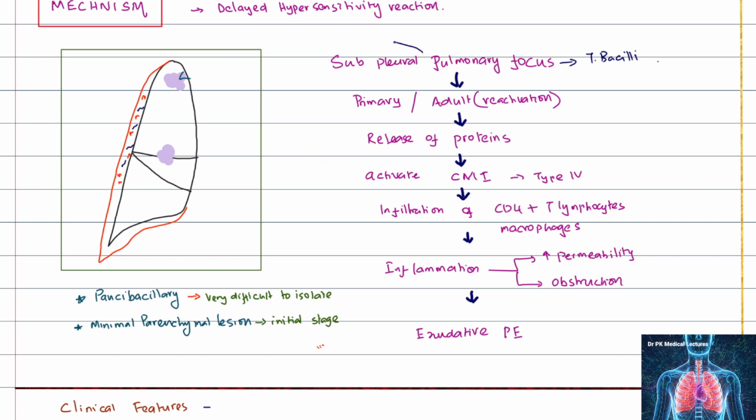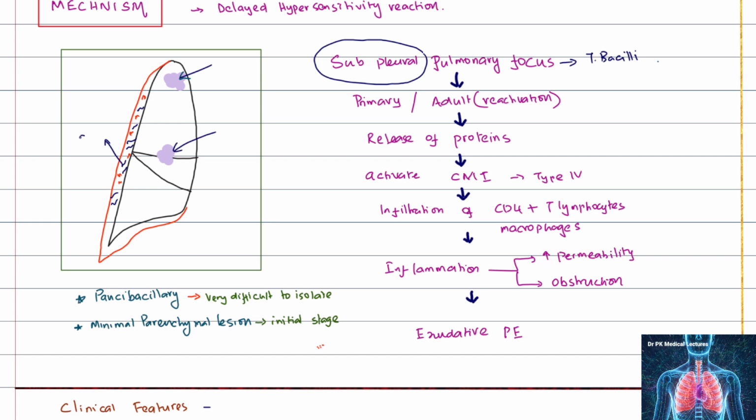It begins with the subpleural pulmonary focus due to overgrowth of tubercle bacilli. In cases of primary tuberculosis, this pulmonary focus is seen either in the middle lobe or upper part of the lower lobe. In cases of reactivation of tuberculosis, this pulmonary focus is seen in the upper lobe. From this pulmonary focus, the tuberculous proteins are released into the pleural cavity.